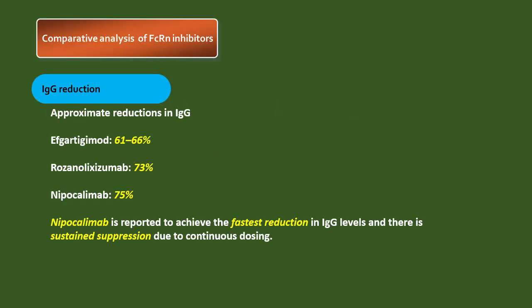Comparative analysis of FcRn inhibitors. IgG reduction. Approximate reductions in IgG are 61 to 66% with Efgartigimod, 73% with Rozanolixizumab, and 75% with Nipocalimab. Nipocalimab is reported to achieve the fastest reduction in IgG levels, and there is sustained suppression due to continuous dosing.